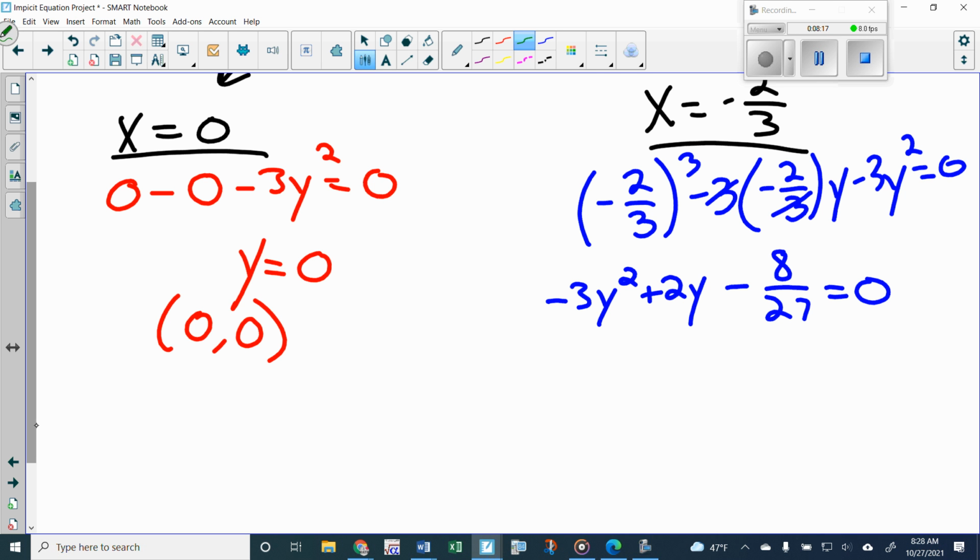What kind of equation is that? That's a quadratic. So we could use the quadratic formula, or we could just graph it in our calculator and find the zeros.